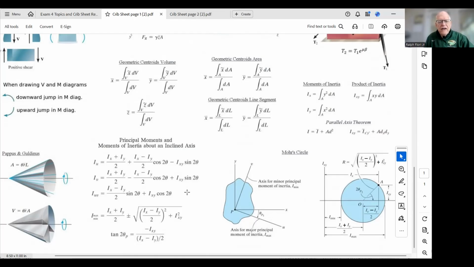We don't usually have transformation equation problems on our Missouri S&T exams. I think we should. Actually, I think we should have a simple one on there, but we don't typically have it. But these are there if you need them.